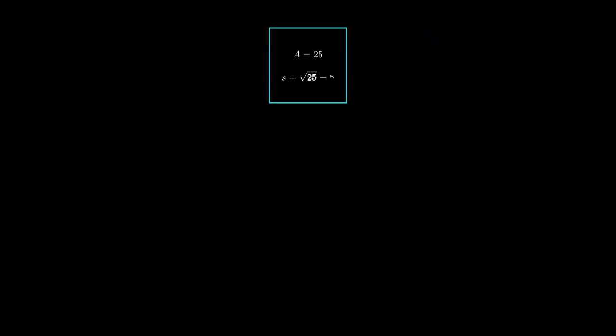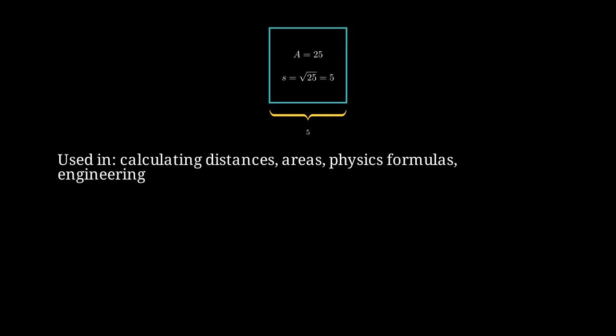In geometry, if we know a square has an area of 25 square units, we use the square root to find that each side is 5 units long. Square roots are used everywhere, calculating distances using the Pythagorean theorem, finding areas, in physics formulas, and throughout engineering.